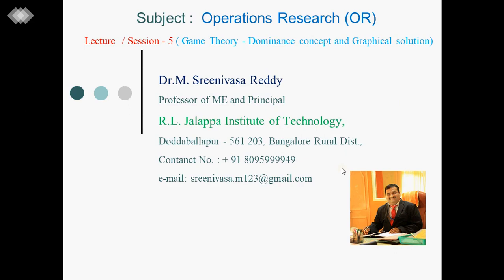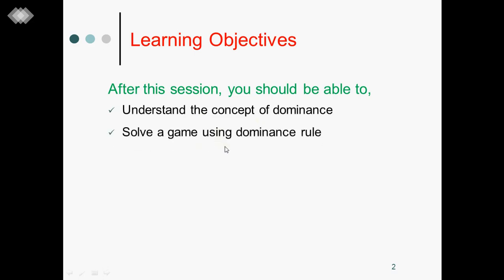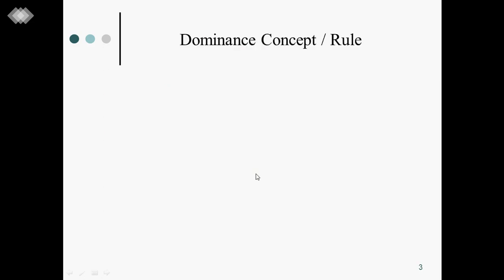I have listed three methods, and the first method was discussed in the previous session itself. The first method is saddle point concept or saddle point approach. The second is dominance concept, and the third is graphical solution. So in this session, we are going to discuss dominance concept and graphical solution. After this session you should be able to understand the concept of dominance, solve a game using dominance rule, and use graphical method to solve a game.